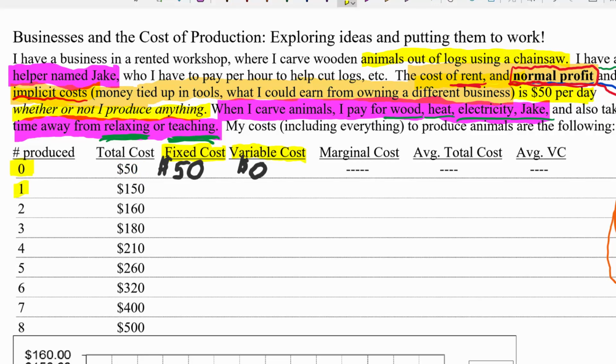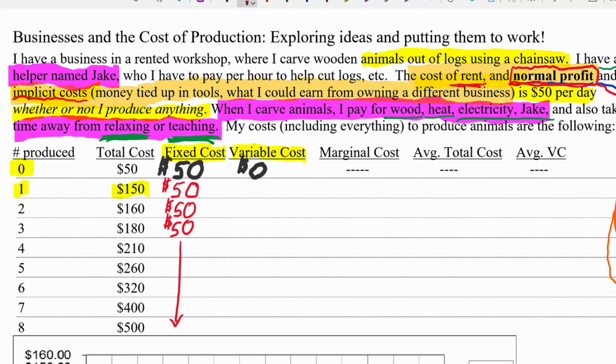What if I decide to produce one of these chainsaw animals? My total costs go up to $150. How much are my fixed costs? Well, since fixed costs don't go up when you produce more units, the fixed costs must be 50 still, because they don't increase as you produce more units. So the lesson here is that once you know how much your fixed costs are, that's what they always are, at least today as you produce more units, always $50.